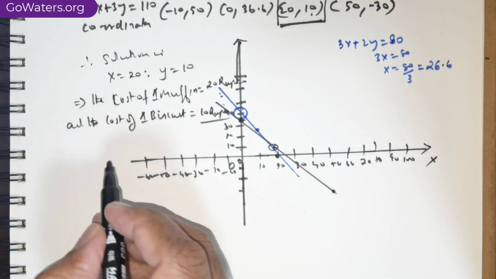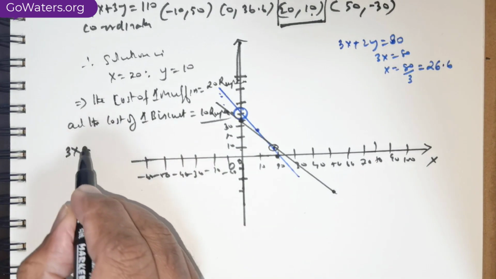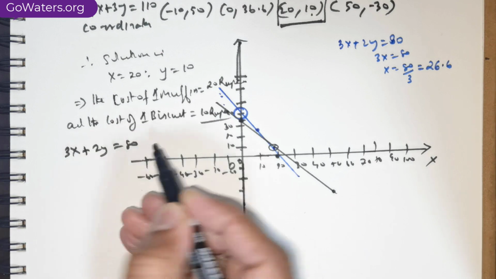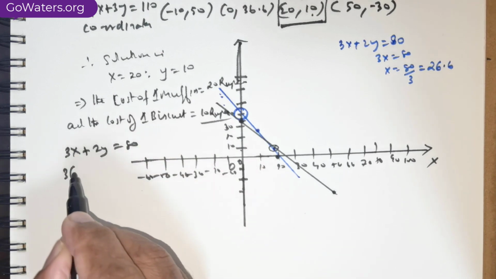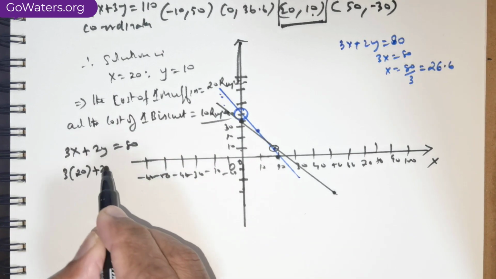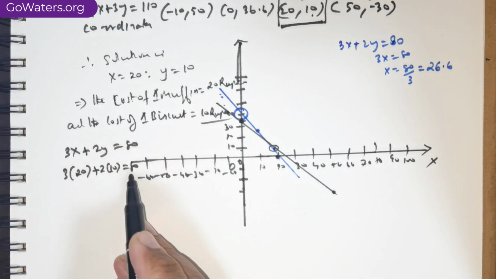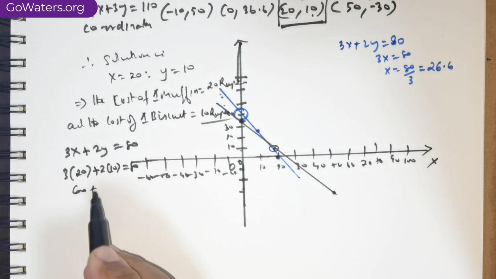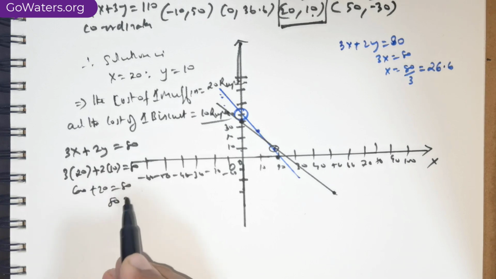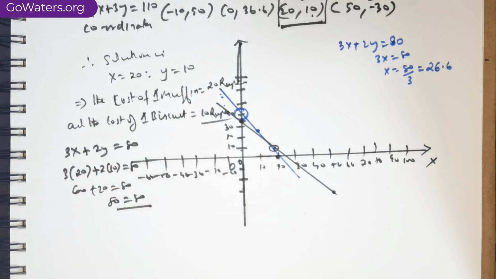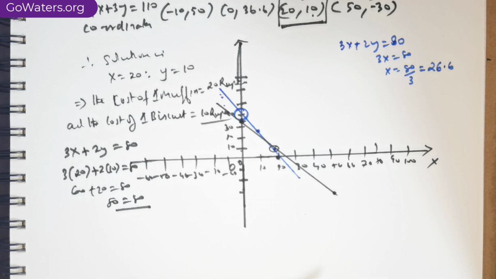So clearly you can check it out. It says 3x + 2y is equal to 80. So 3 times x, which is 20, plus 2 times y, which is 10, should give me 80. This is the amount that Tom is spending. So this is 60 + 20 is equal to 80. So 80 is equal to 80. So left hand side is equal to right hand side. So this is how you will have to approach solving pairs of linear equations using the graphical method.